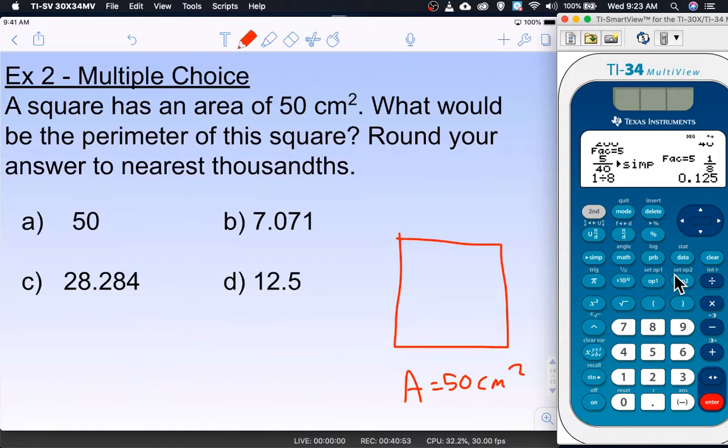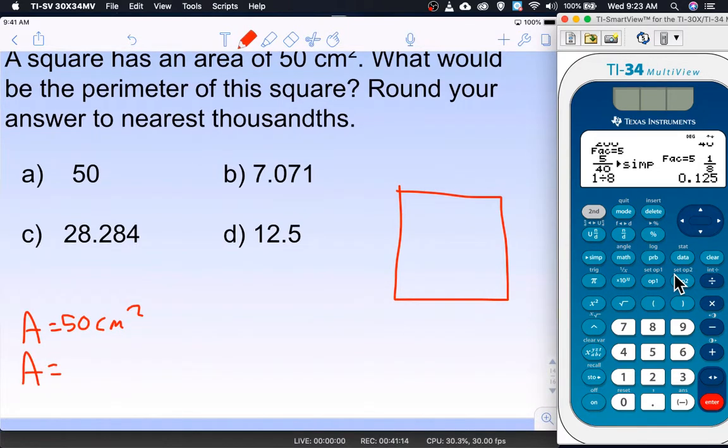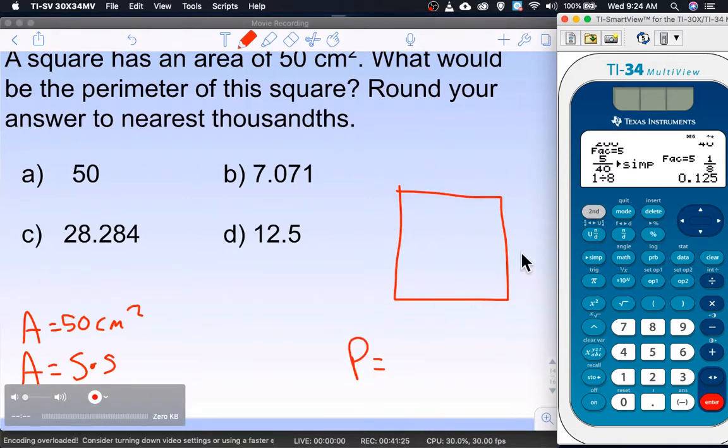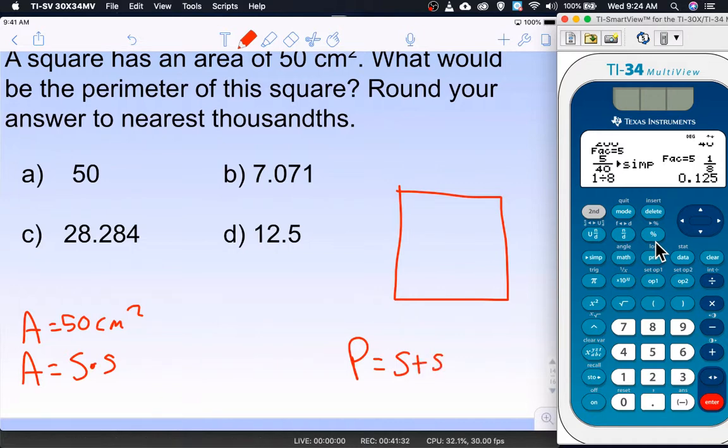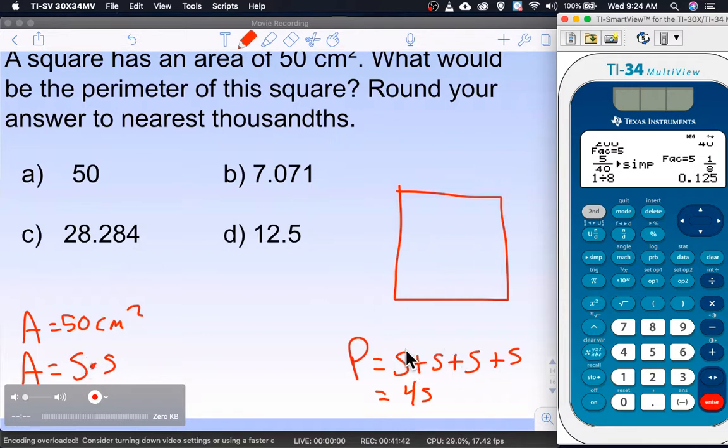Okay, interesting question. So we have the area, and we need to find the perimeter. The connection between area and perimeter is the side lengths. I know that area, because this is a square, it's going to be side times side. And I know that perimeter, to find the perimeter of any shape, you add up all the sides. So top plus bottom plus left plus right, it's going to be side plus side plus side plus side, or if you like it better, 4 times the side length. So the connection between these two things, between the area and the perimeter, is the side length.